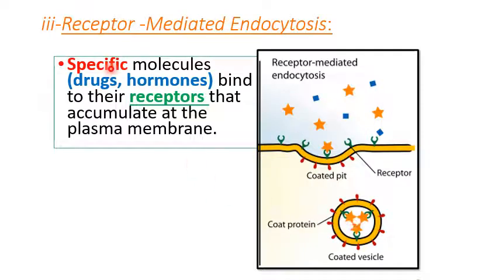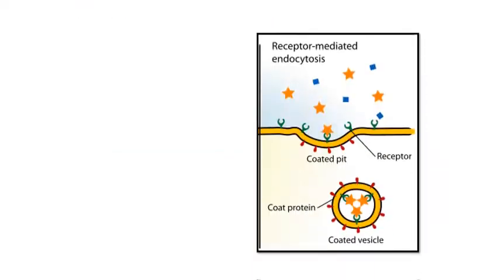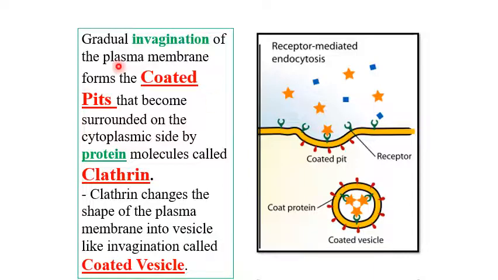Specific molecules such as drugs and hormones bind to a receptor that accumulates on the cell membrane. Gradual invagination of the cell membrane by the coated pit, which is surrounded from the cytoplasmic aspect by a protein known as clathrin. Clathrin changes the shape of the cell membrane from a pit and forms a vesicle, and this vesicle will be present inside the cell.